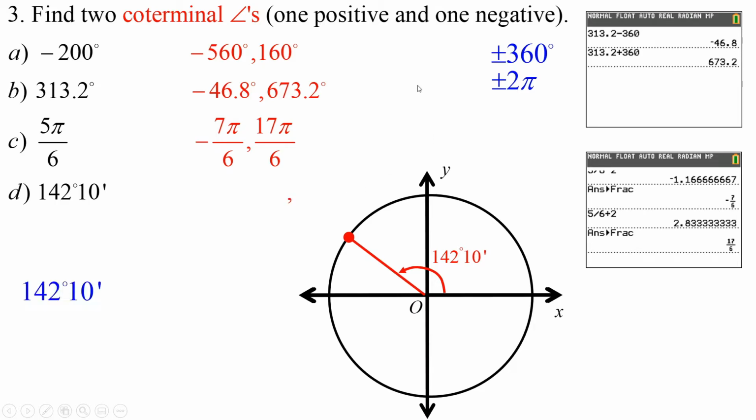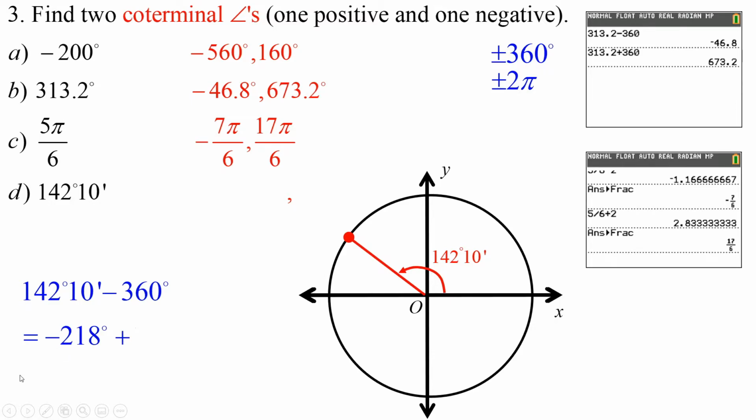All right, so 142 degrees and 10 minutes. Well, I'm going to subtract 360 right there, and I'm going to ignore the minutes for just a second. So 142 minus 360, what's that going to be? That's going to be negative 218.